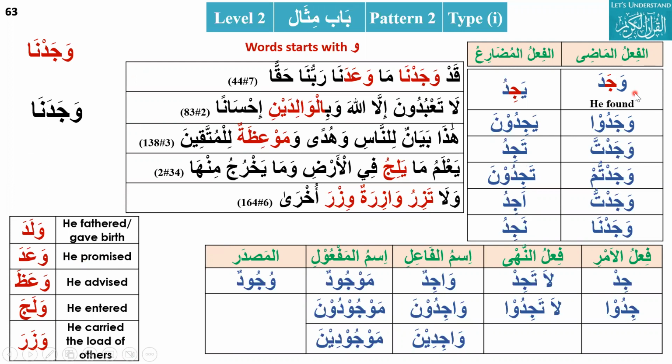Okay, go ahead. Wa'ada, wa'adu, wa'adta, wa'adtum, wa'adtu, wa'adna. Ya'idu, ya'iduna, ta'idu, ta'iduna, a'idu, na'idu. Id, la ta'id, idu, la ta'idu. Wa'idun, wa'iduna, wa'idina, mawa'udun, mawa'uduna, mawa'udina, wa'adun. Wa'adun or wa'ada, yeah, promise. Okay, wa'ada means? He promised.